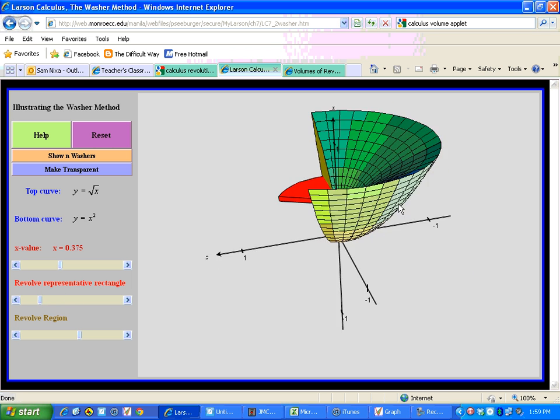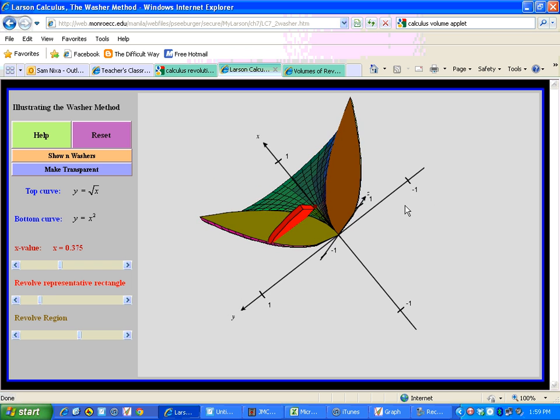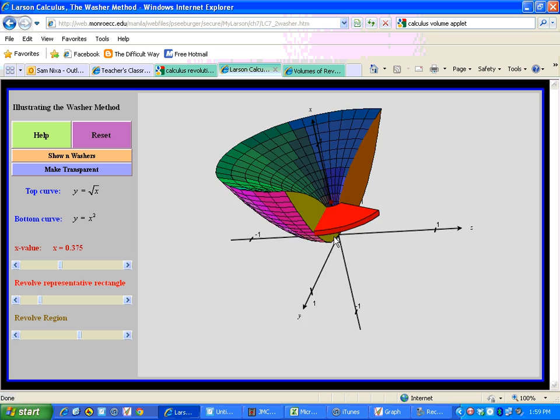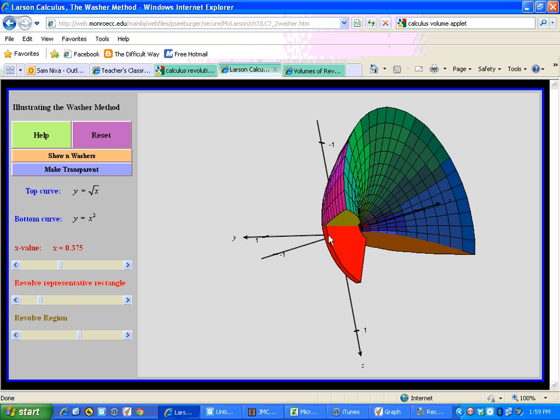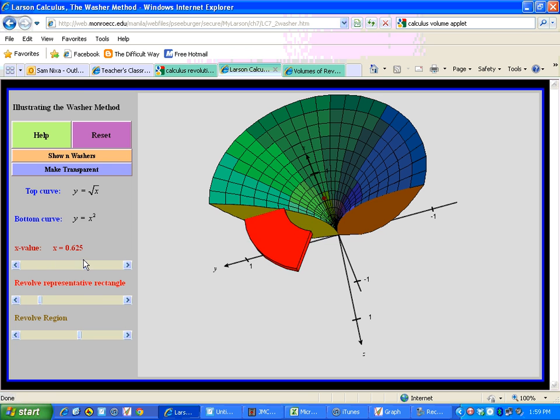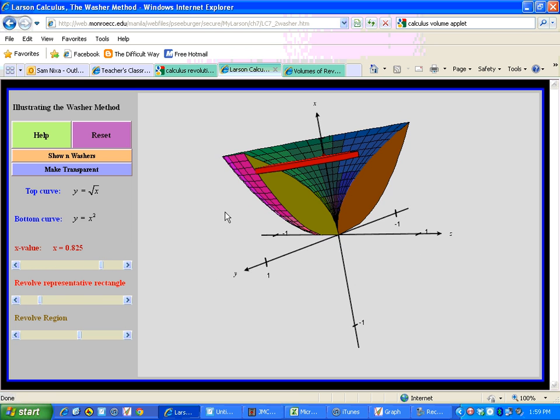Okay, so I've got my washer that's rotating around. This is kind of a cross section of my solid figure. I would have this as a solid figure that goes all the way around. I hope you guys kind of get what I'm trying to show you here. And I'm going to have different washers that represent different parts of the rotated solid.